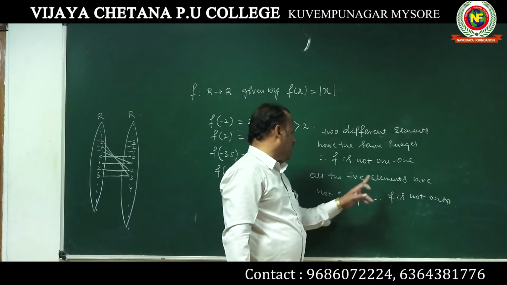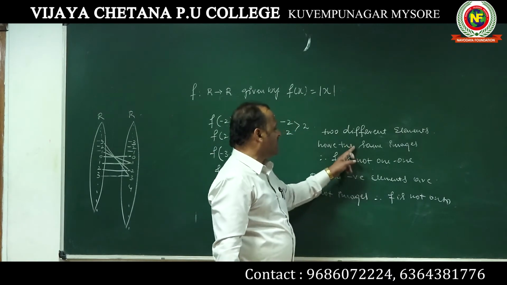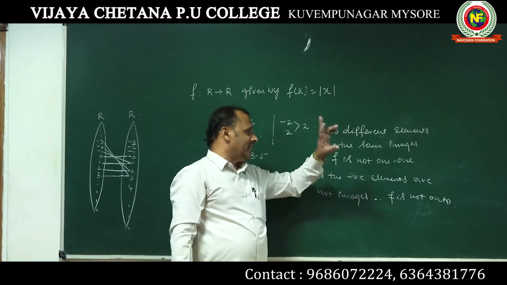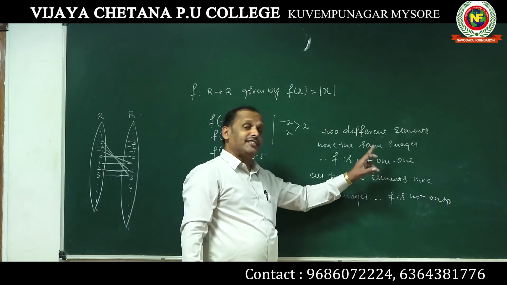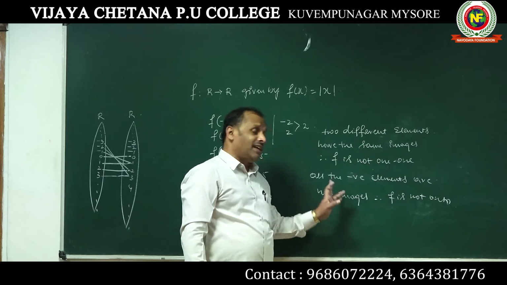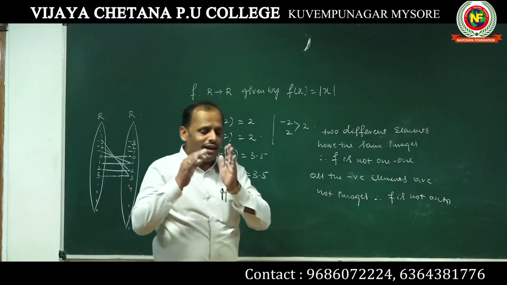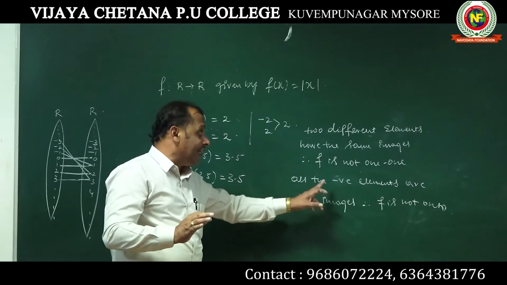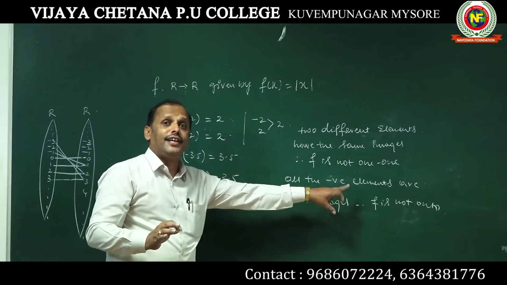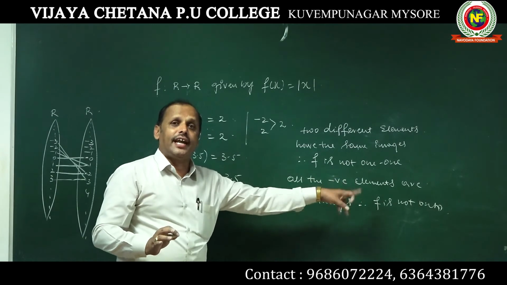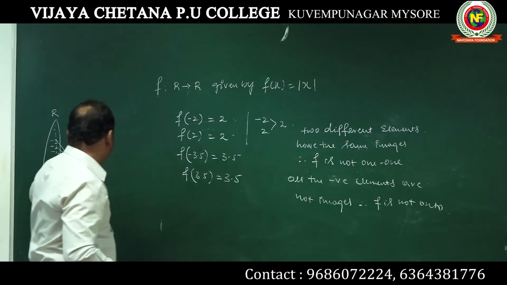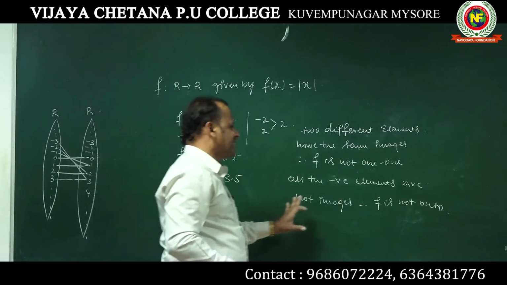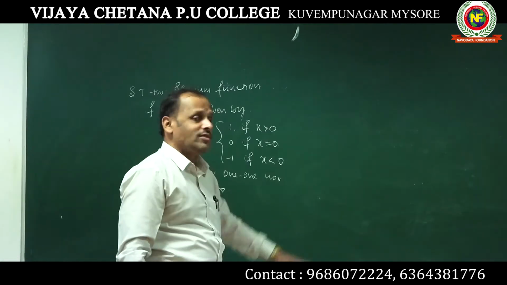All the negative elements are not images. Here the first set, here the second set. In the first set, two different elements have the same image. Therefore, f is not one-one. But in the second set, all the negative elements are not images. Therefore, f is not onto.